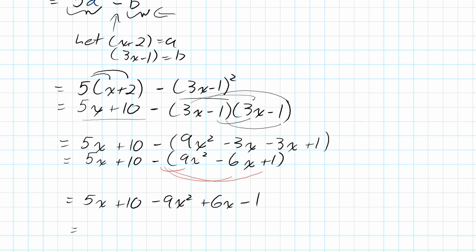Finally, we collect our like terms. So I have a 5x and a 6x. That'll be a set of like terms. I only have one x squared, and I do have two constants, 10 and a negative 1. So the negative x squared, when we write a polynomial, we usually write the variable with the highest degree first. It's not wrong to do it another way, but this is just common. When you're writing it out in mathematics, it's common to write it out this way. So negative 9x squared. 5x plus 6x will give us our 11x, and 10 minus 1 gives us our 9.